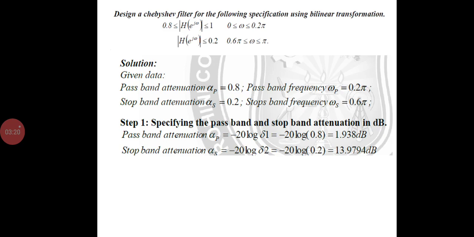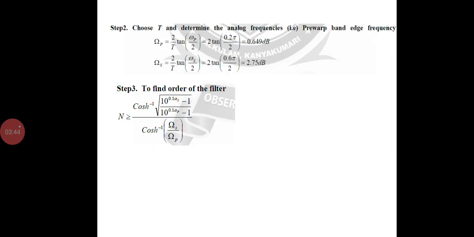Design a Chebyshev filter for the following specification using bilinear transformation. This is the given constraint. Here also the passband attenuation alpha p is given, and the passband frequency omega p is also given, and the stop band attenuation alpha s is given, and the stop band frequency omega s is also given. First step, we want to calculate these in terms of dB. Therefore we are calculating the passband attenuation and stop band attenuation in terms of dB.